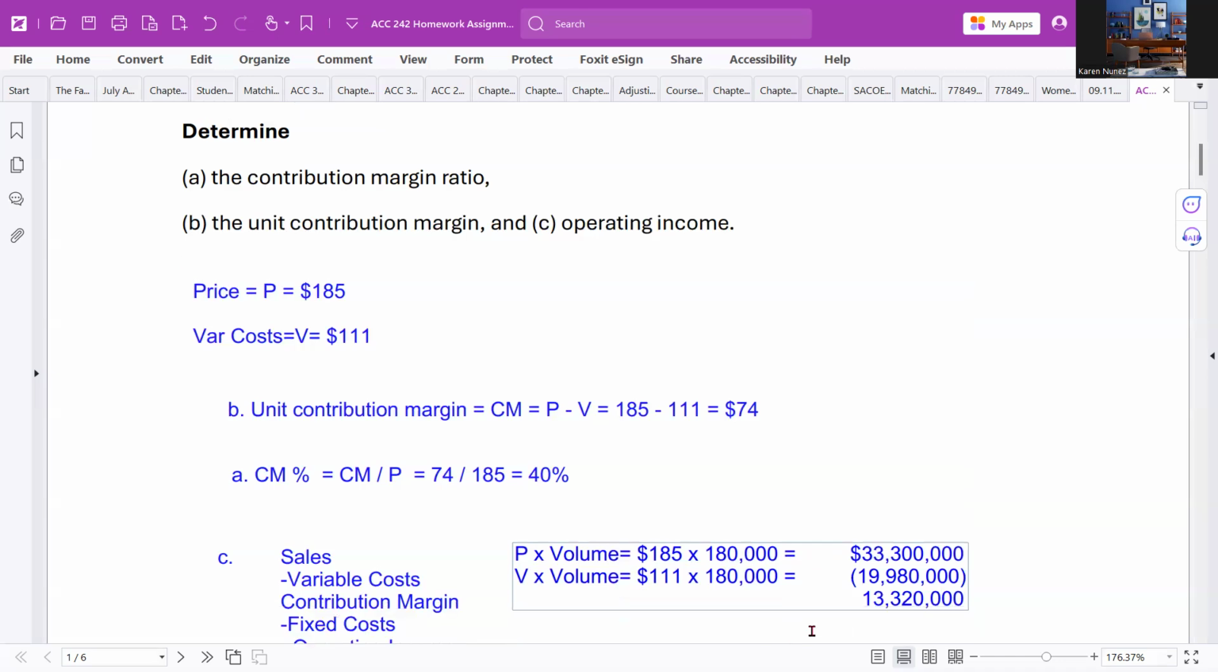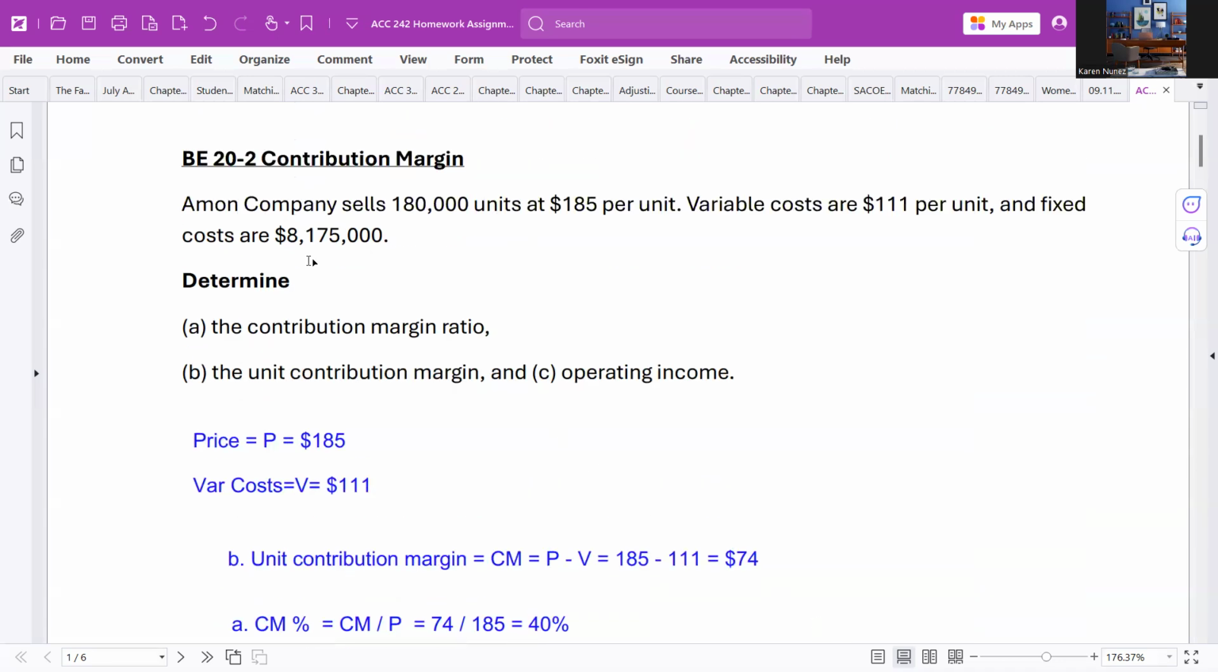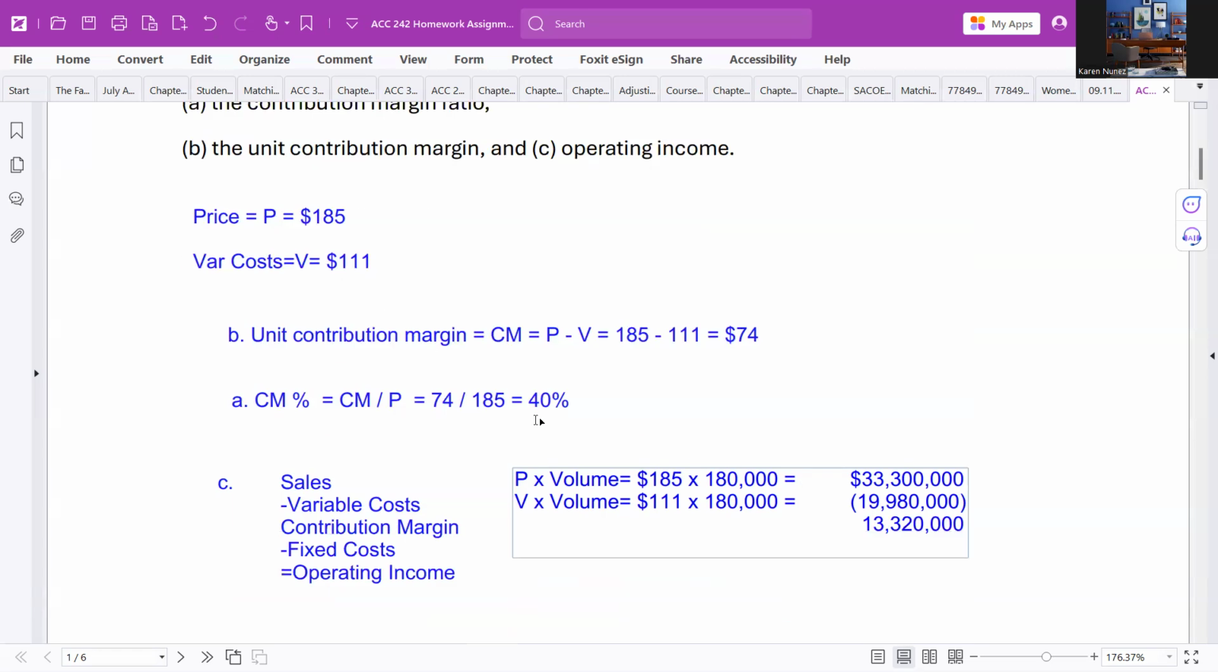$13,320,000 is the contribution margin, the sales minus the variable costs. And then we just want to subtract those fixed costs. The fixed costs are just given: $8,175,000. Again, those fixed costs we are subtracting, so I'll use the author's convention and show that in brackets so that we don't forget to subtract those costs from that contribution margin. So in effect, we've got operating income.